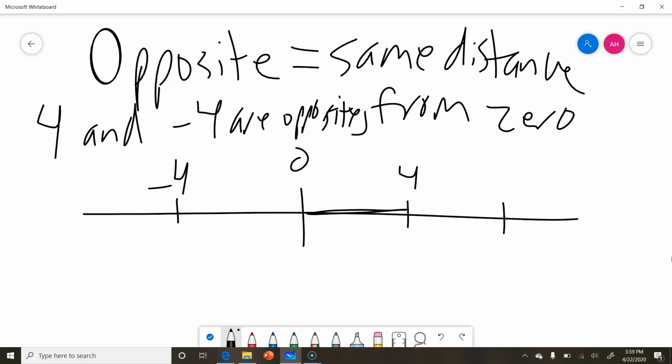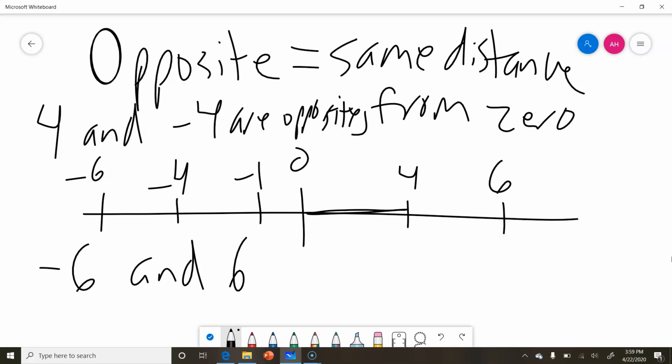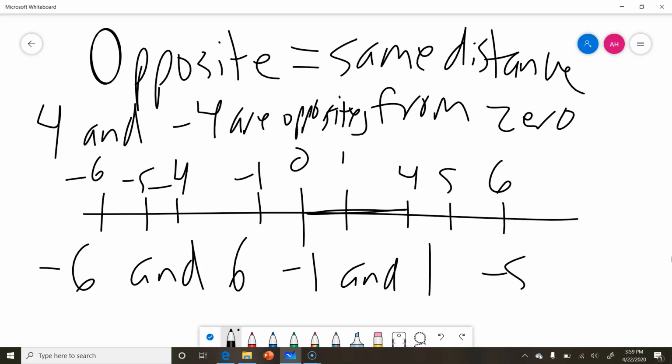That's pretty straightforward. If I said, what is the opposite of -6? You would say, oh, the opposite is +6. So you say -6 and 6, or -1 and 1, or 5 and -5. All right, that's really, really easy. There's some questions on the homework like that, and there will be on the test. But that's super easy, right?